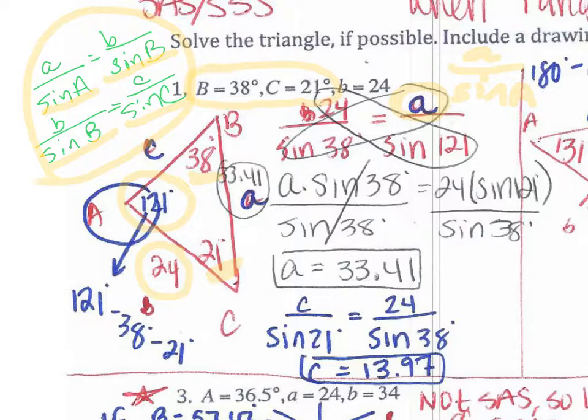I chose to set it equal to little b over sine B because in order to solve for one unknown, little a, we need three known values, which we then have. Then you can cross multiply, isolate little a, and you end up with little a is 33.41. After you find little a, the last side you need is little c. Similarly, we use law of sines: little c over sine of C is equal to little b over sine of B, cross multiplied, and got side c is equal to 13.97.